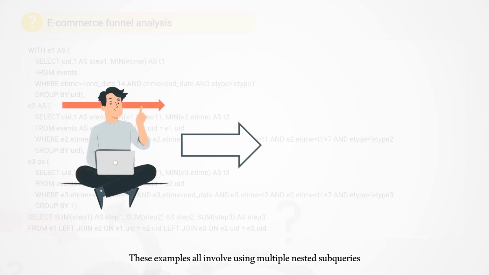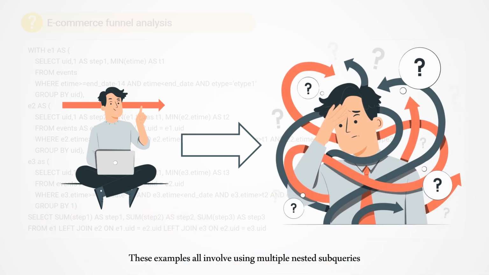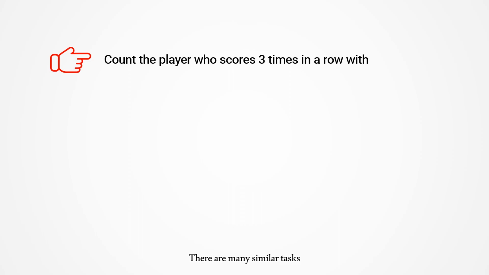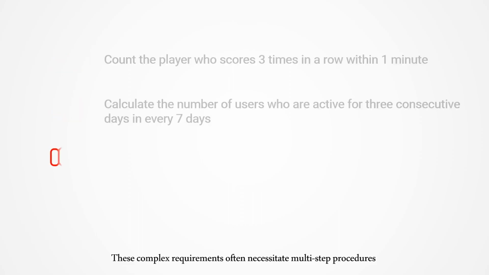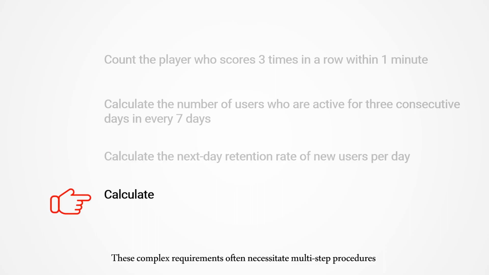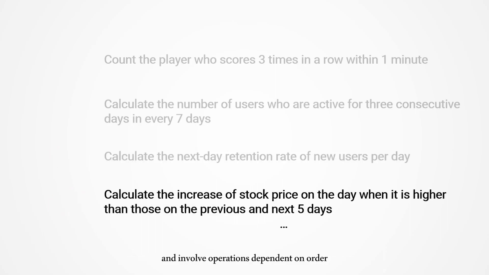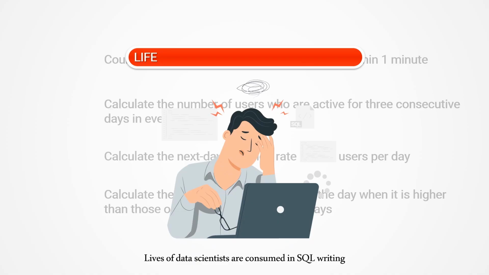These examples all involve using multiple nested subqueries, which are not only difficult to understand but also challenging to write. There are many similar tasks. These complex requirements often necessitate multi-step procedures and involve operations dependent on order. Implementing them in SQL may be highly convoluted, often requiring hundreds of nested lines across multiple layers. Lives of data scientists are consumed in SQL writing.